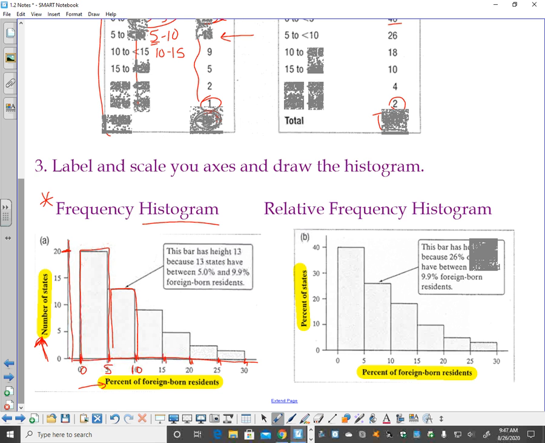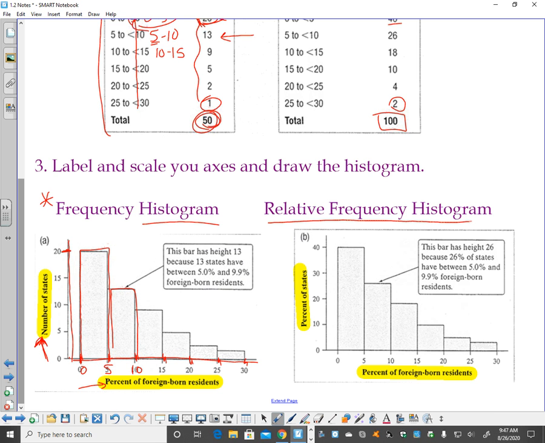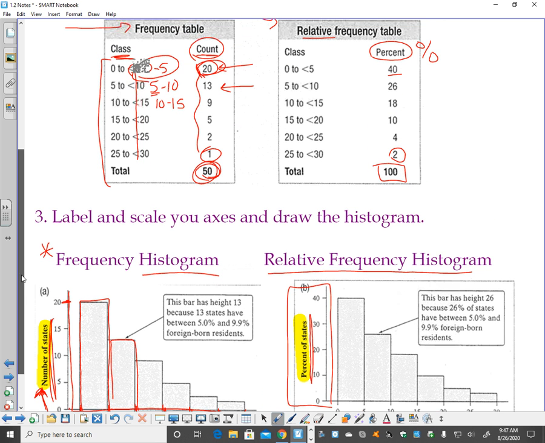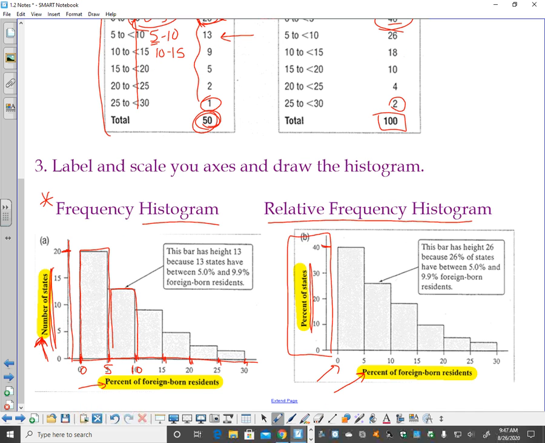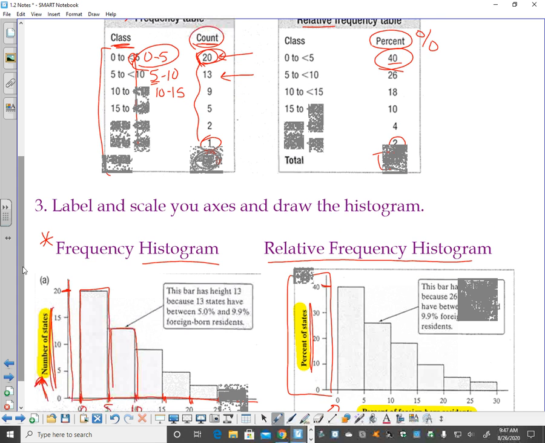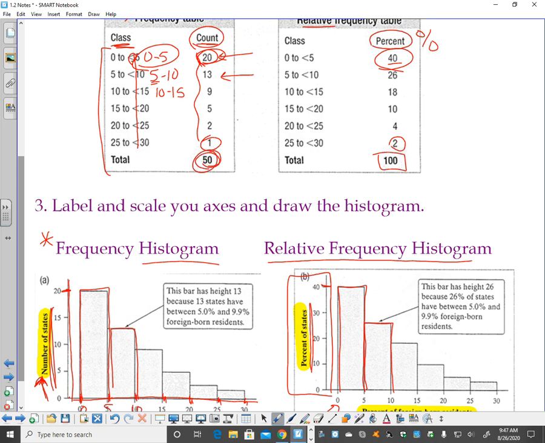Okay. To turn this into a relative frequency histogram, the only thing that changes, notice this stays the same. All my classes stay the same. What has changed is the vertical axis. I have changed from the number of states to the percent of states. Now, I didn't go all the way up to 100% because my highest percent is 40. So that means the highest bar is going to go to 40. So yeah, I can go up by tens. And then I'm going to say, okay, the first class needs to hit 40. So I'm going up to 40. The second class is going to go to 26. So that's just over halfway in between 20 and 30, and so on.